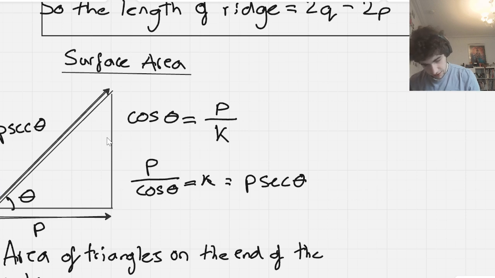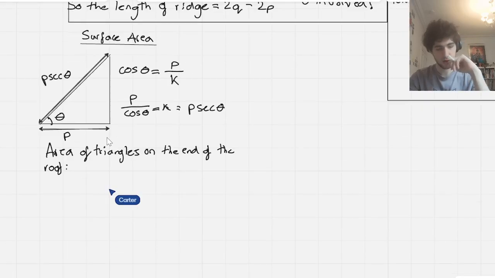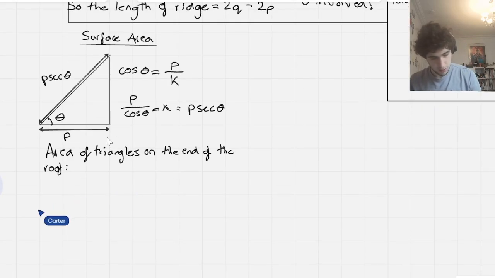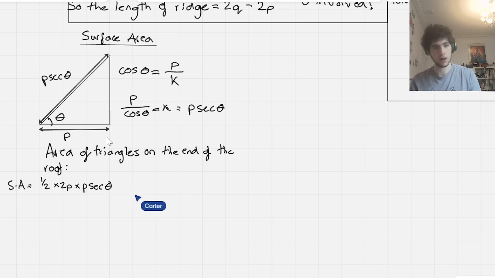And that's calculated as, so how are we going to do this? We're going to do a half base times height. So a half times 2p, so surface area is equal to a half times 2p times p sec theta. That's the area of one of them, but we have 2 of them, two triangular plane sections on the roof, so we multiply this by 2. And so this gives us 2p squared sec theta.